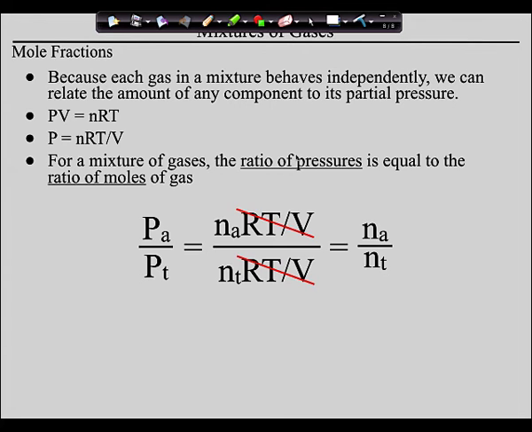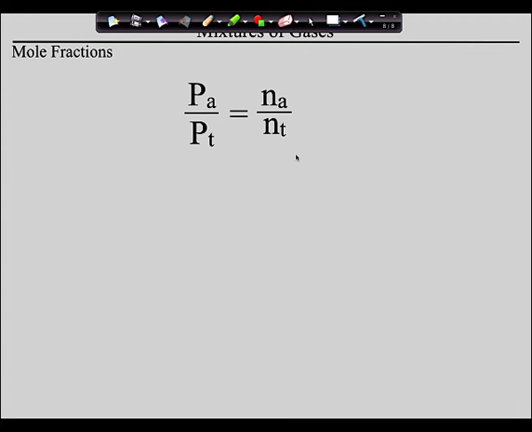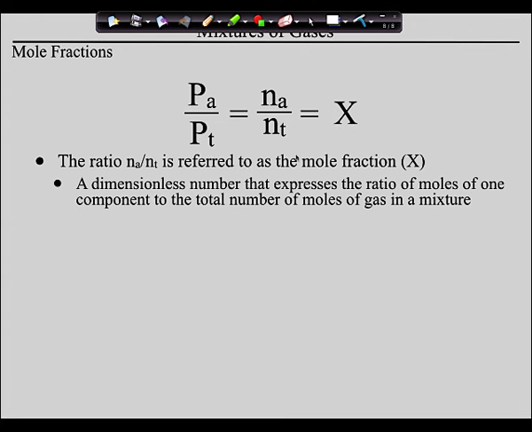So guys, we're going to get rid of this and collect the pieces here. The pressure ratio is equal to the mole ratio. Now this mole ratio is actually called X. If you grab your AP equation sheets, let me show you where this is. Under gases, liquids, and solutions, the second equation down, right underneath PV = nRT, tells you that X is moles of A divided by total moles. So guys, that's this: moles of A divided by total moles is equal to X.